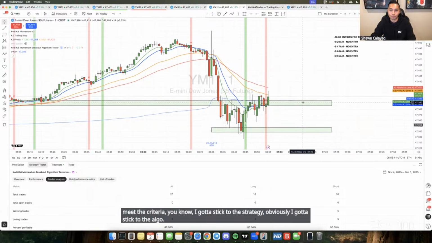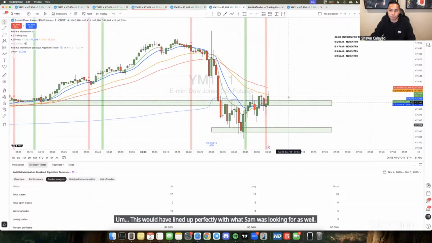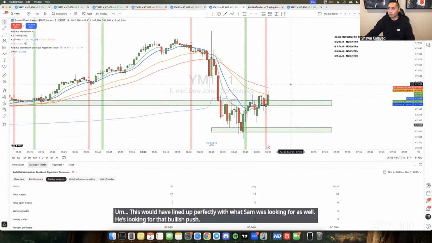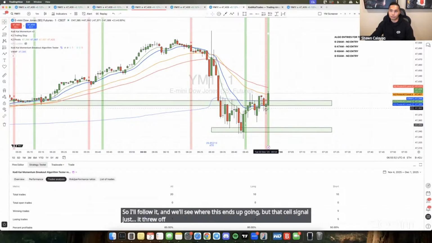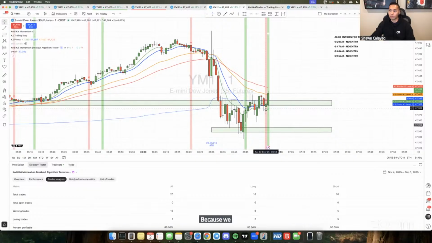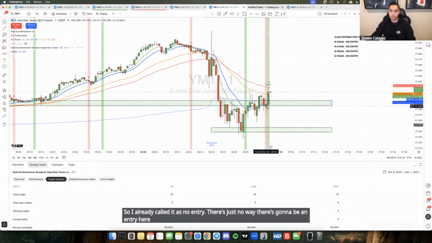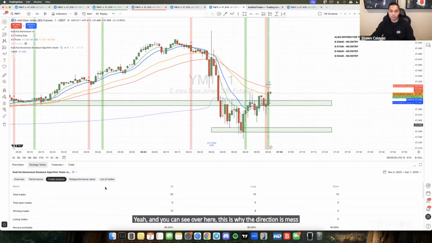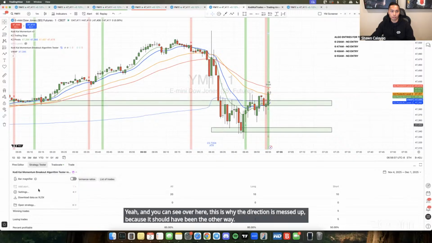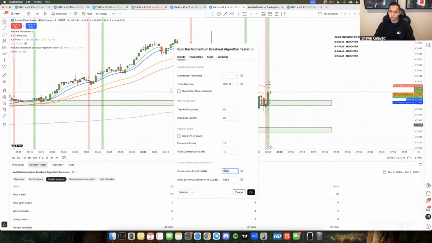This would have lined up perfectly with what Sam was looking for as well. He was looking for that bullish push. So I'll follow it and we'll see where this ends up going. But that sell signal threw off our entire position because we need to go with momentum, of course. So I already called it as no entry. There's just no way there's going to be an entry here because of this specific candle. And you can see over here, this is why the direction is messed up, because it should have been the other way.